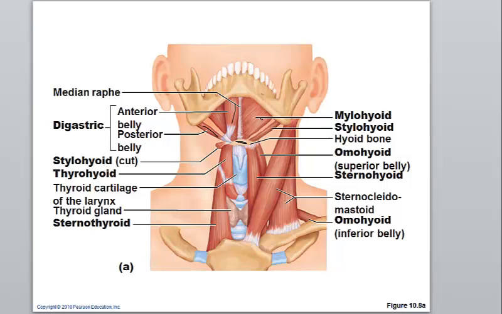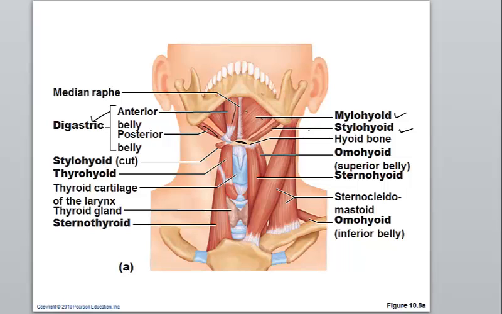You have your mylohyoid muscle. You have your stylohyoid muscle. So here's your mylohyoid. Here's your stylohyoid. Here's your digastric muscle. And you have your geniohyoid, which I don't see over here. So it's a geniohyoid too. What is the function of all these muscles?